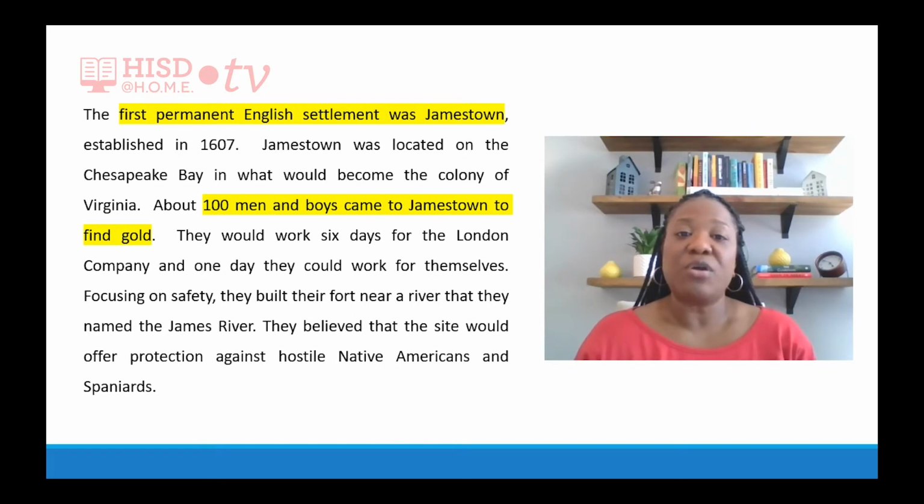They would work 6 days for the London Company, and one day they could work for themselves. Focusing on safety, they built their fort near a river that they named the James River. They believed that the site would offer protection against hostile Native Americans and Spaniards.